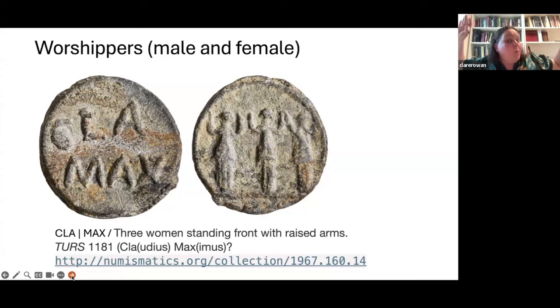And sometimes you find just one woman, sometimes you find two. Here it just happens to be three. So again, some sort of context where a female user of the token is meant to identify themselves in the image. This is a worshipping context. Again, on the other side, probably a reference to a name, an abbreviation, and it probably stands for a Claudius Maximus.